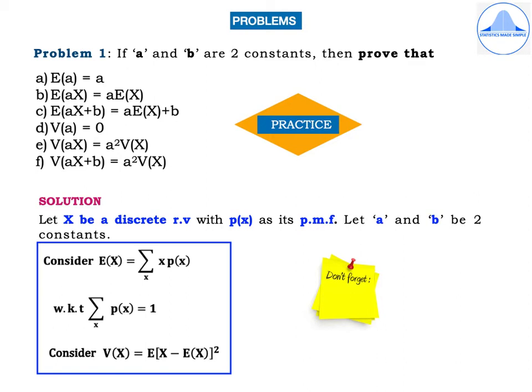To prove the last 3 results, we need the variance of X formula, and I'll be using the first formula for variance of X which I had explained in my previous video. So I'll consider V of X is equal to E of X minus E of X the whole square. So please don't forget these formulae. Only with the help of these will we be able to prove the results.